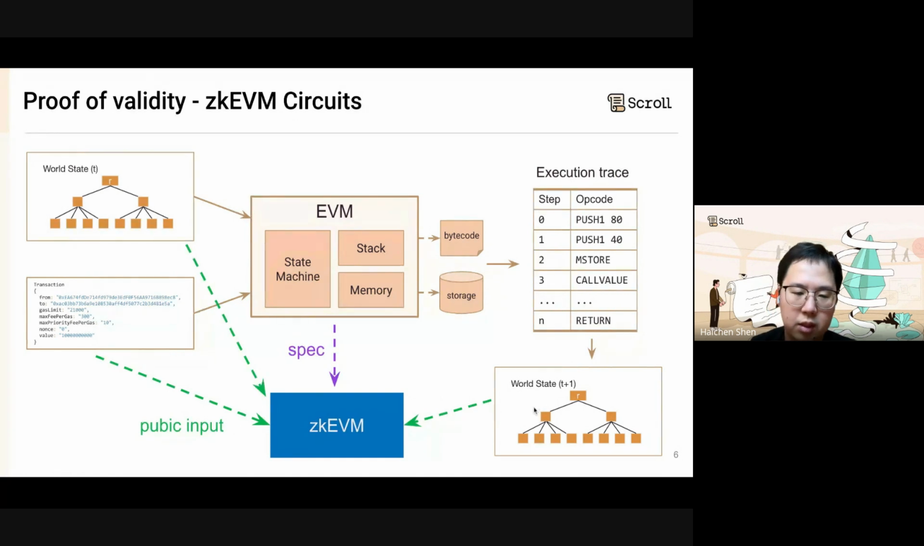Usually in a ZK circuit, both the input and output are public inputs to the circuit. And you take the execution trace as the witness. Then you constrain every step as you execute the bytecode. First you need to constrain that it is executing the correct bytecode you read from the smart contract, and you need to constrain and prove that at each step the opcode is being executed correctly inside the zkEVM circuit.